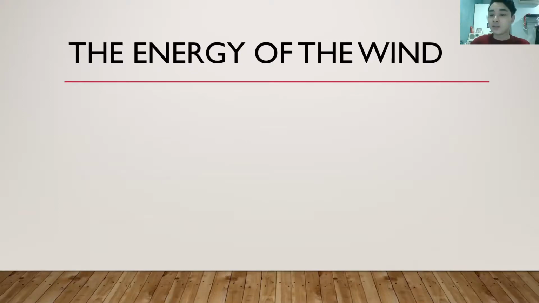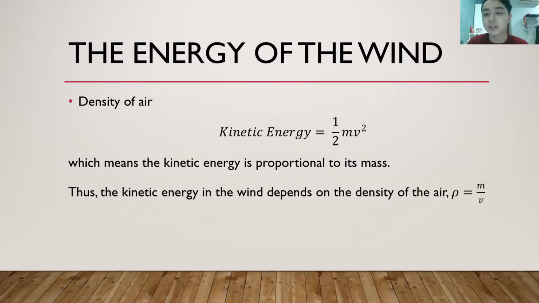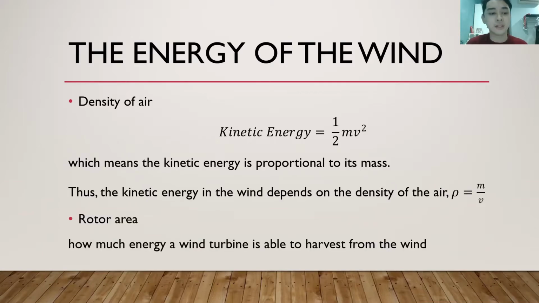Now I move to the third part, which is the energy of the wind. The amount of wind energy transferred to the rotor depends on the density of air and the rotor area. First of all, density of air: kinetic energy equals half mv squared, which means the kinetic energy is proportional to its mass. The density of the air is rho equals m over v. This means that the kinetic energy in the wind depends on the density. The amount of rotor area determines how much energy a wind turbine is able to harvest from the wind.